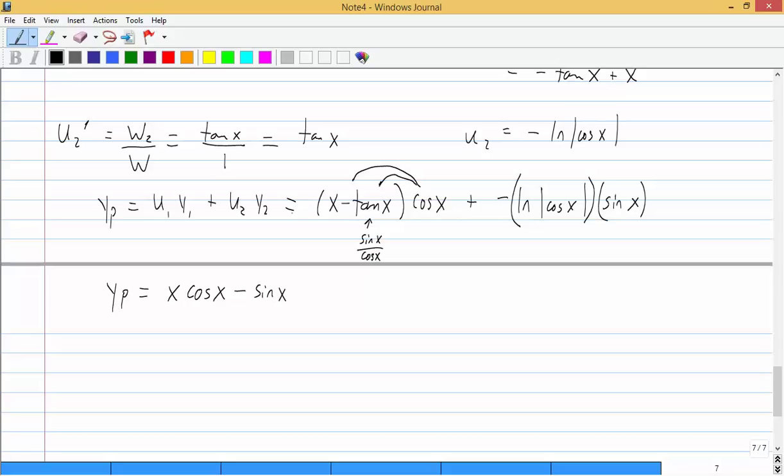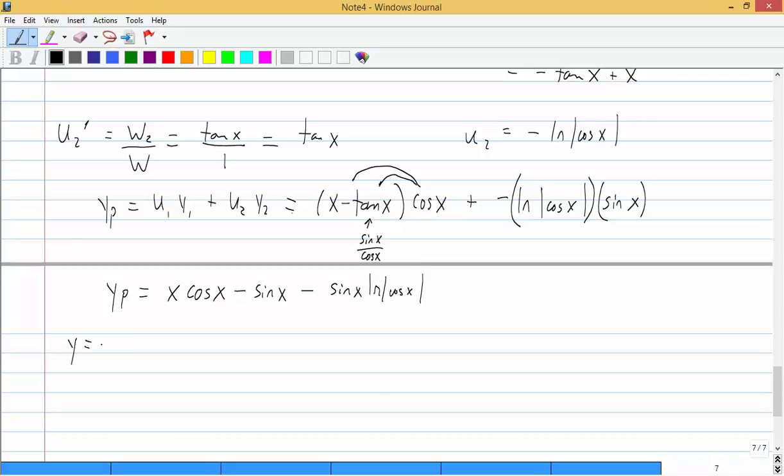All right, so all of this right here is our first part. And then minus, I would write the sine in front, minus sine x times natural log absolute value cosine x. So that's our y sub p. There are no like terms to combine.